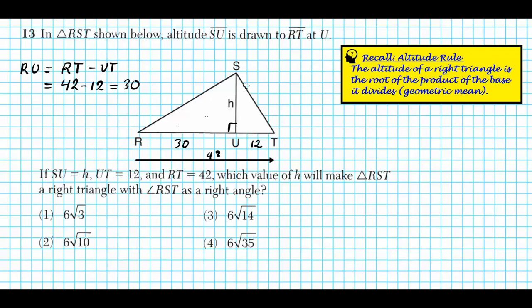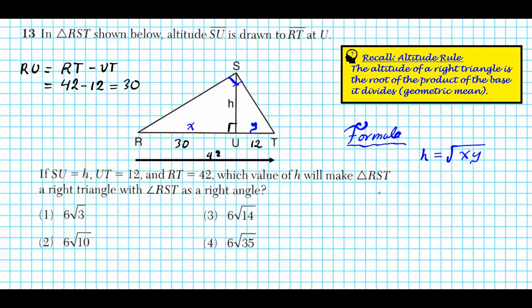In order for this to be a right triangle, it also has to follow the altitude rule. Let me show you what the formula is first, and then you see how fast it is to do this problem using this process. So the formula, let's say this is h and this is x and this is y. The altitude rule tells you that the altitude is equal to the square root of the product of these two bases that the altitude divides. Basically, that's called the geometric mean. So h equals root xy. That's the formula we're going to use to find h.